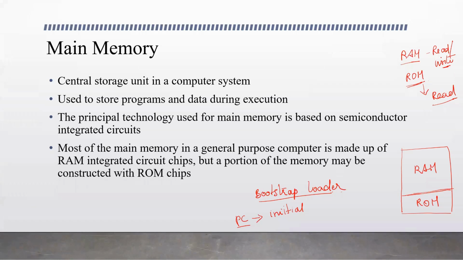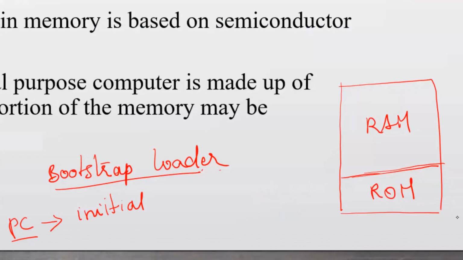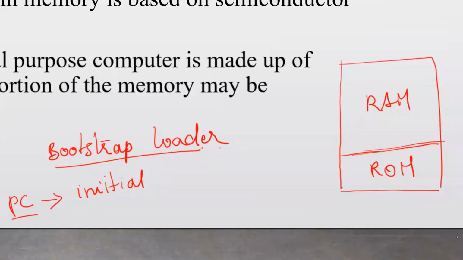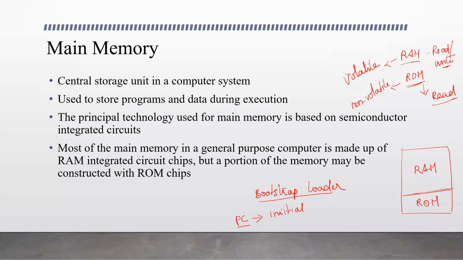The other difference between RAM and ROM is that random access memory, or read-write memory, is a volatile memory, meaning the contents of RAM are destroyed when the power is turned off, and ROM is non-volatile. The programs and data stored in ROM will not get erased; they remain unchanged when the power is turned off. So ROM is non-volatile and RAM is a volatile memory.